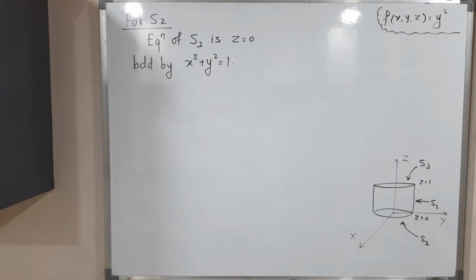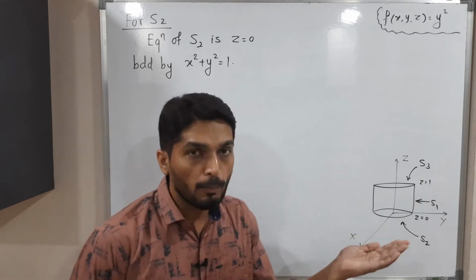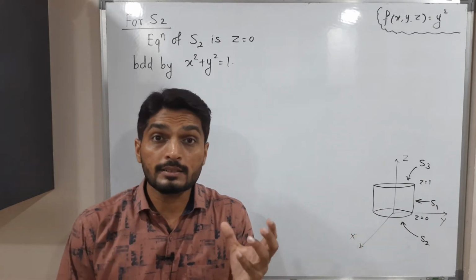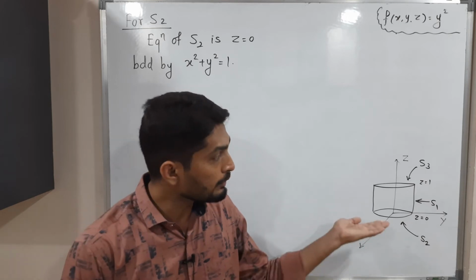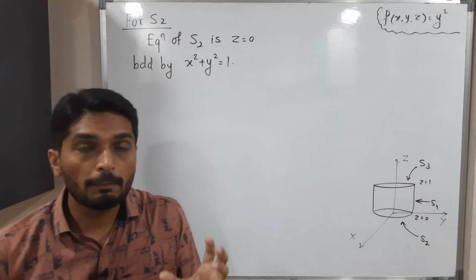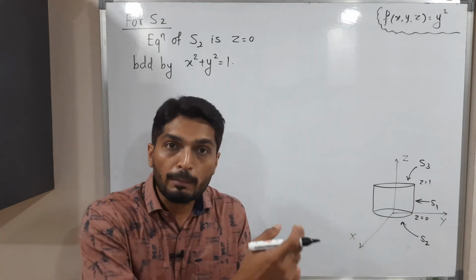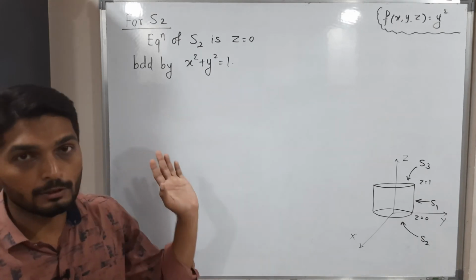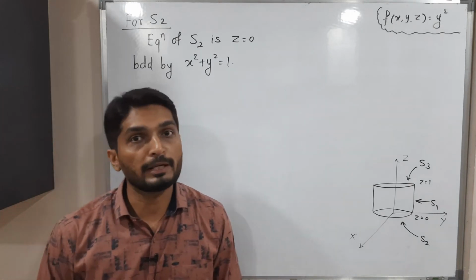So let us talk about S2 now. As you can see here, S2 is the bottom of that cylinder whose equation is z equal to 0, since the bottom of that cylinder lies in the xy plane. But S2 is bounded by a circle with center 0, 0 and radius 1. I have written here. So let us find its parameterization.